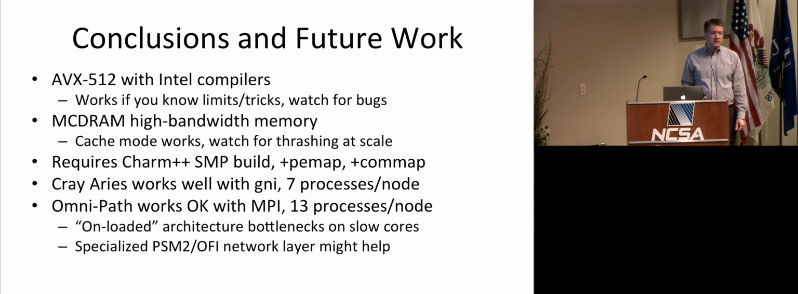What's unique about OmniPath is they have what they call an on-loaded architecture. So they let the CPU do as much of the work as possible and have a much simpler and cheaper NIC card. That would work great if you had very fast CPU cores from 5-10 years ago relative to the card. As you start putting on more and more of these slow cores, this architecture becomes more of a bottleneck. And in particular, we're hoping that specializing to the PSM or OFI network layers will let us do a little bit better.